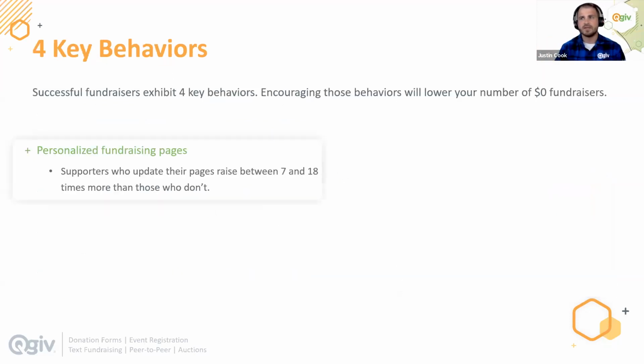So let's talk about some successful peer-to-peer fundraisers and the 4 key behaviors that we always see across the board with these types of fundraisers. The first one is personalizing fundraising pages. We see that when supporters personalize their fundraising pages, they raise 7 to 8 times more than those who don't. This is very critical. What that means is it's important for us to encourage our supporters to personalize their pages, and we need to provide them the tools to do so.